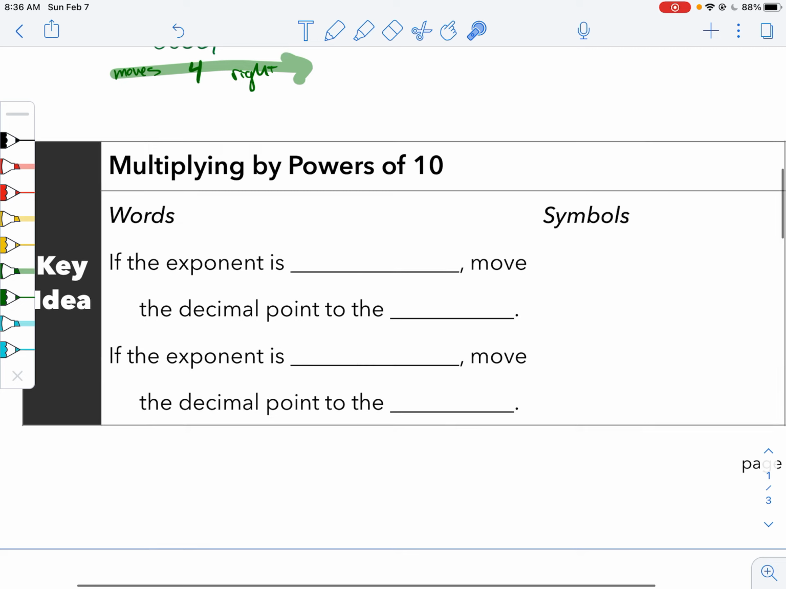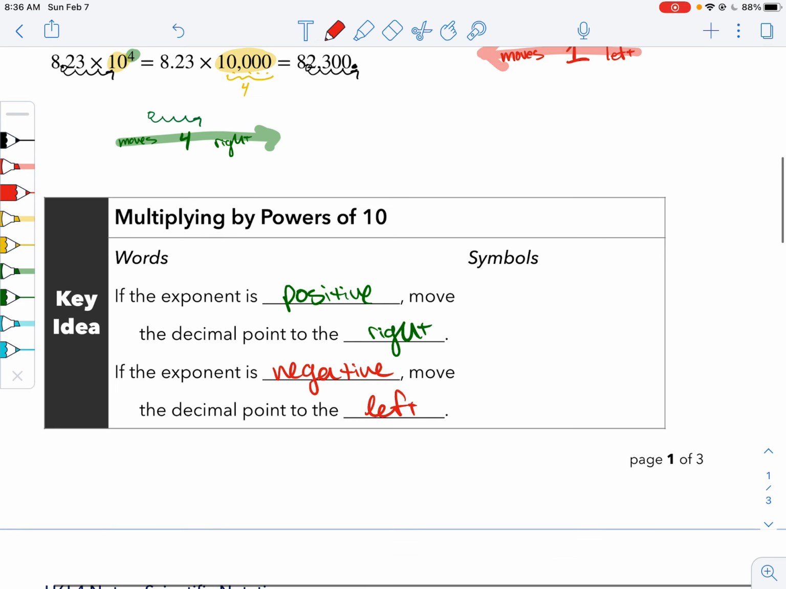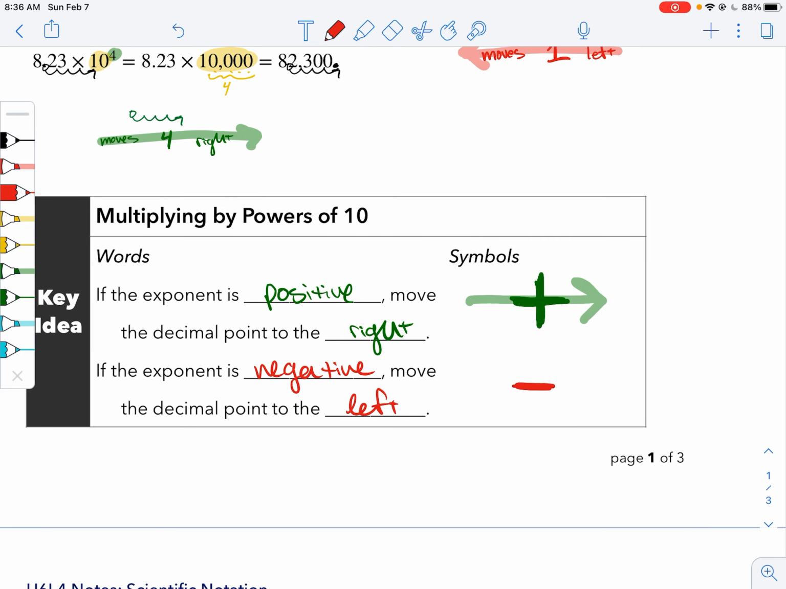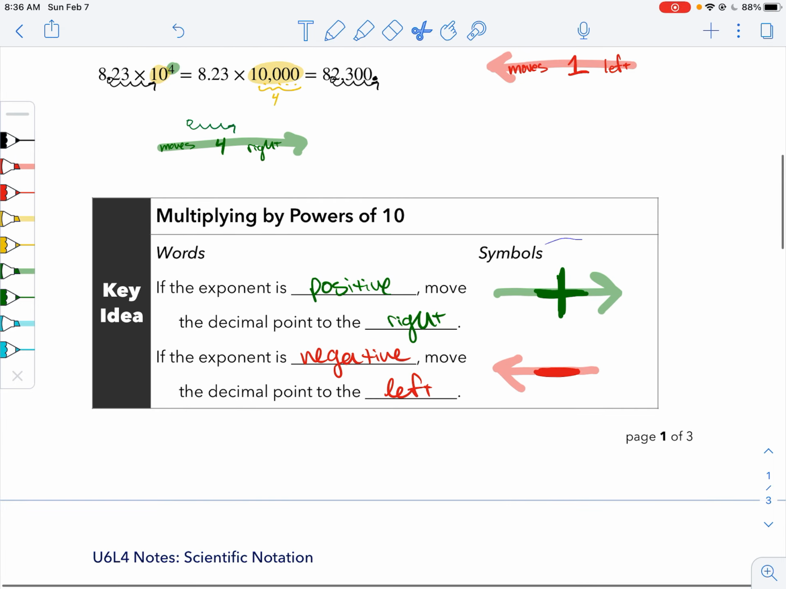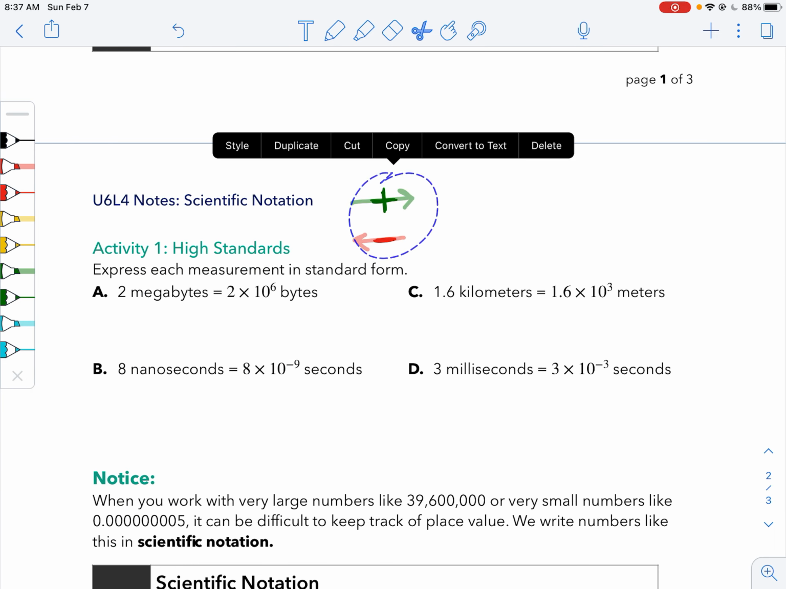So here we go. If the exponent is positive, move the decimal point to the right. And if the exponent is negative, move the decimal point to the left. Let's draw some symbols to help us remember. I'm going to draw a plus sign with an arrow going through it to the right. And then I'm going to draw a negative sign with an arrow going through it to the left. And these symbols are going to help us remember what direction to move our decimal point. So let's do some examples.